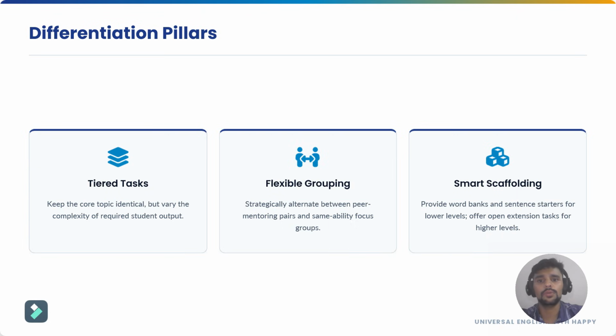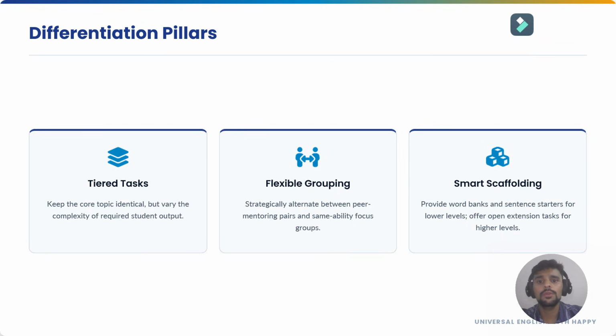Now let's talk about pillar 1. Tiered tasks. Tiered tasks mean keeping the core topic, reading text, or theme identical for the entire class, but varying the complexity of the required output. Everyone participates in the same lesson topic, preserving classroom unity, but the task depth matches learner readiness.